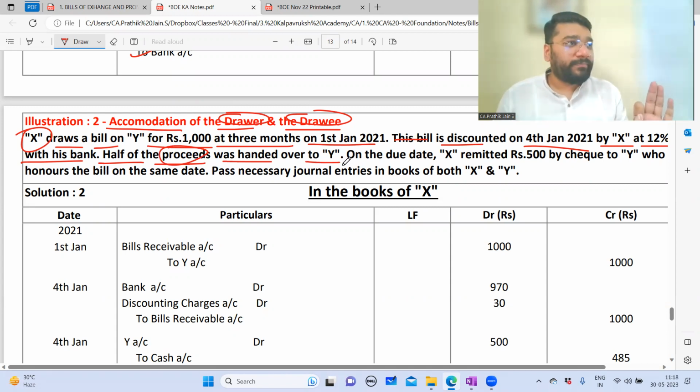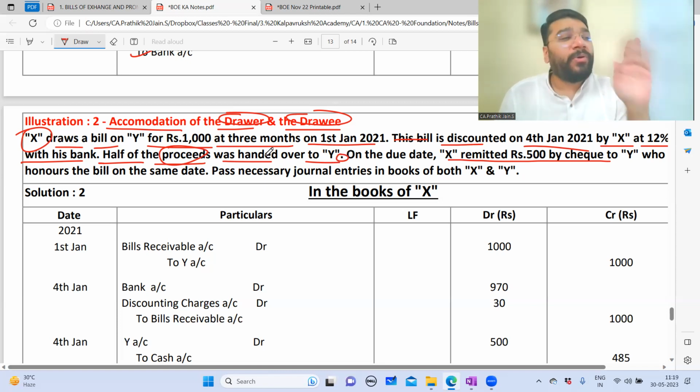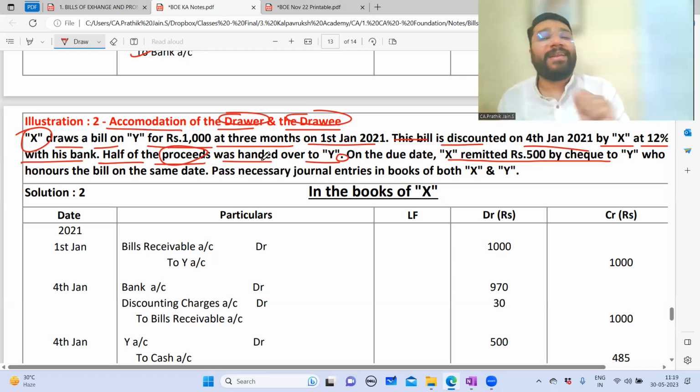Full stop. Now the problem is, people don't give respect to this full stop. They don't read this full stop in the exam. What will they do? Half of the proceeds was handed over to Y on the due date, comma, X remitted 500 by check to Y. Now the full stop is there before "on the due date". So how should you read this? Half of the proceeds were handed over to Y. Full stop. Then, on the due date, X remitted 500 to Y.